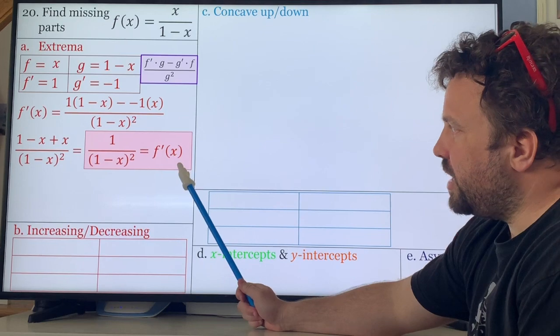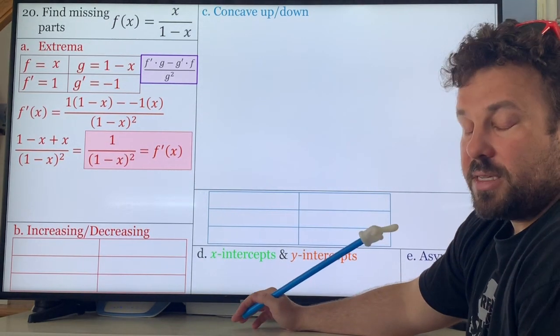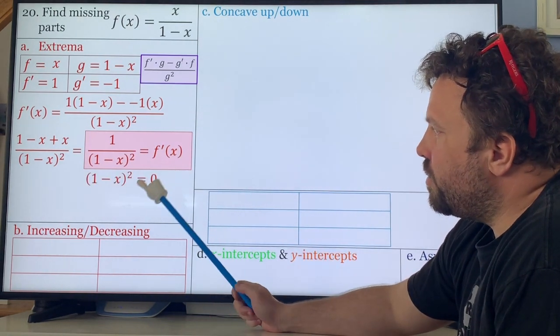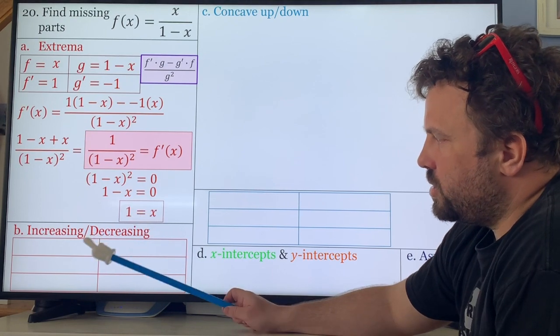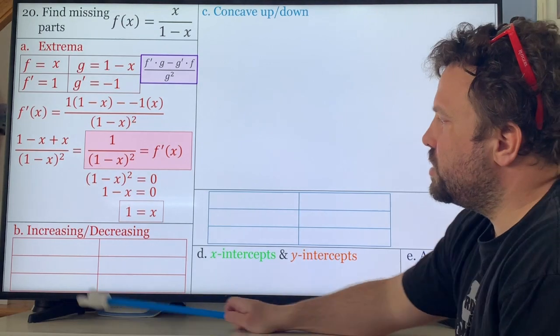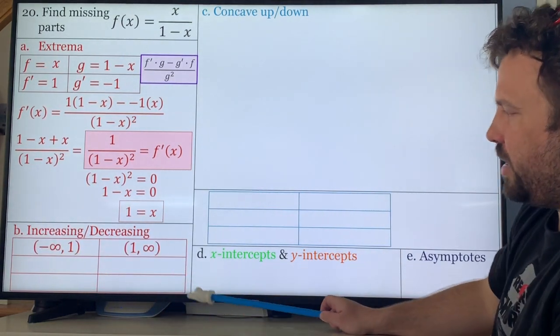Okay? So you're going to take this. Well, when we set 1 equal to 0, it doesn't work. So that's not a critical point. But then when we set the denominator, 1 minus x squared, equal to 0, you get x equals 1. So that is our only critical number. So our intervals are from negative infinity to 1 and from 1 to infinity.